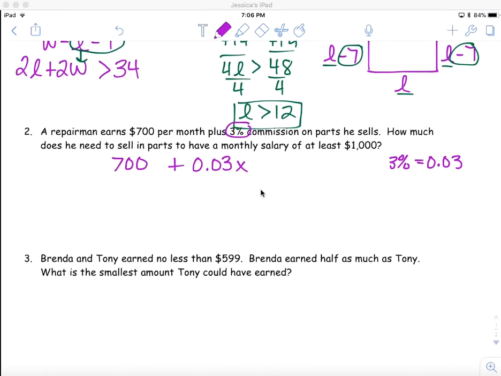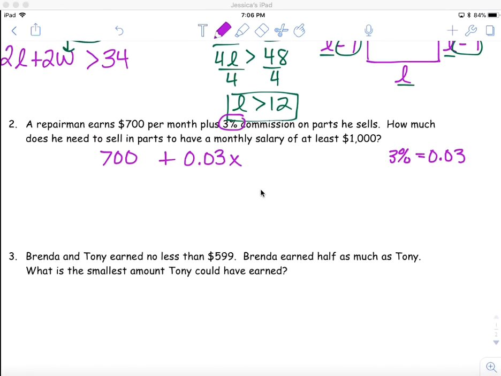Then it says, how much does he need to sell in parts to have a monthly salary of at least $1,000? So think about the word at least. If you have to be at least 16 years old to drive, that means you can be 16 or you can be older than 16. At least here means he needs $1,000, or it would be great if he could get more than $1,000. So we are going to use the sign greater than or equal to for at least.